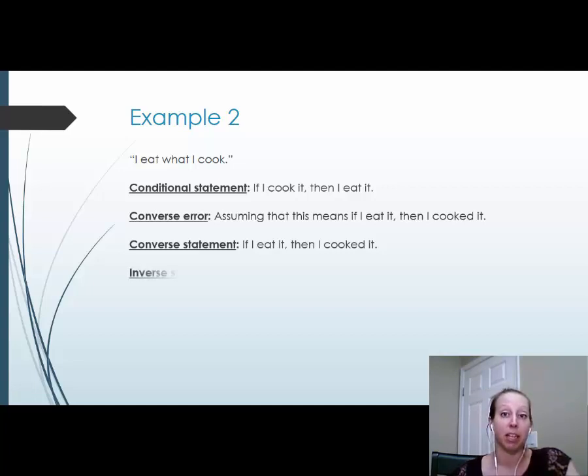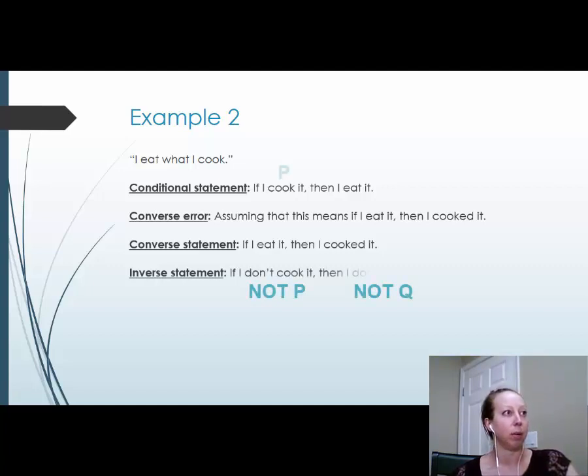The inverse statement is: if not P, then not Q. Because once again, P is the first clause of the conditional statement. If I cook it, that's P. The second clause, then I eat it, that's Q. So the inverse statement would be, if I don't cook it, then I don't eat it. You negate both clauses, but you keep the order the same.